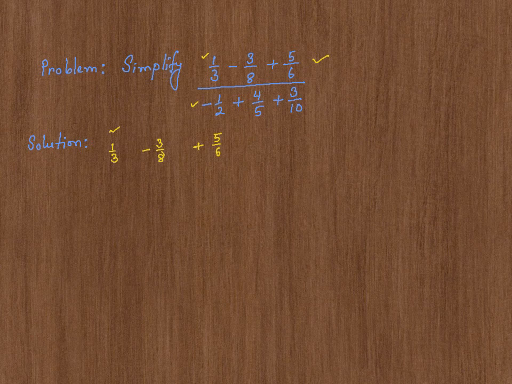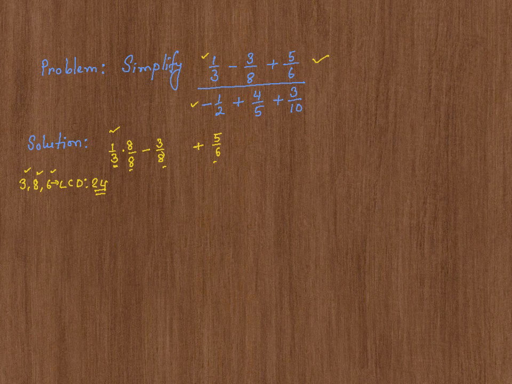So this is the numerator, and look at these denominators 3, 8 and 6. The LCD of these numbers is going to be 24, because 3 goes into 24, 8 goes into 24 and 6 goes into 24, and 24 is the smallest such number. So now I'm going to multiply 1/3 by 8 and divide it by 8. And that's going to give me 24 in the denominator.